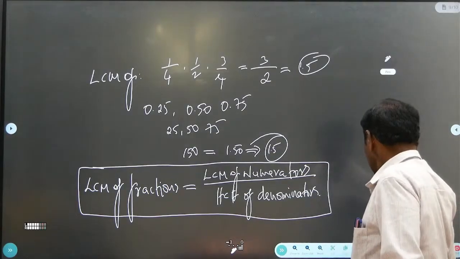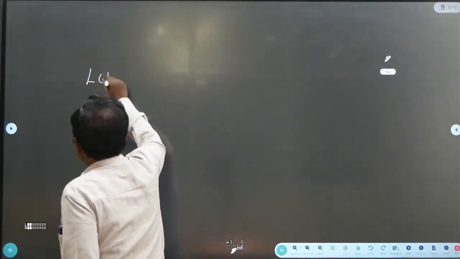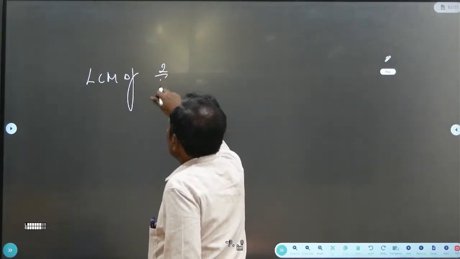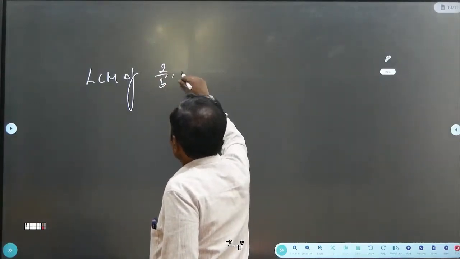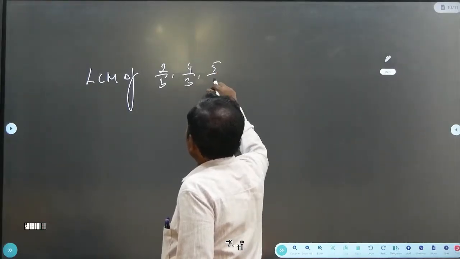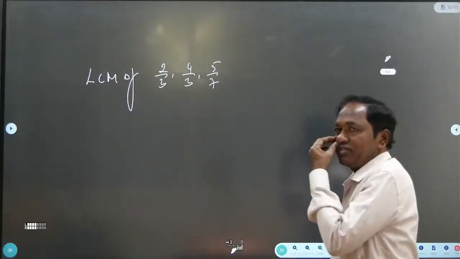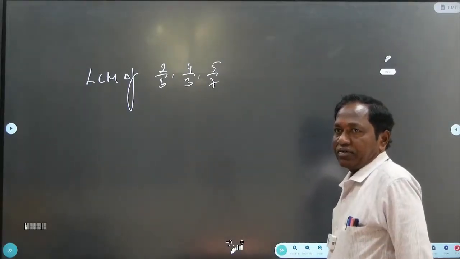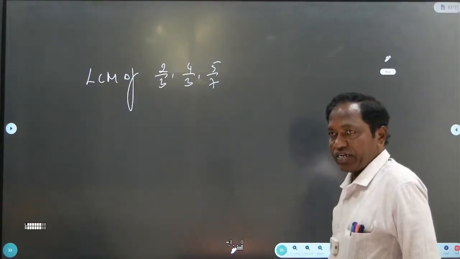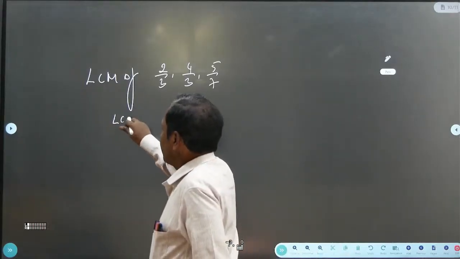Now find the LCM of 2/3, 4/3 and 5/7. What is the LCM of these three fractions? Write the formula and do it. First write the formula. LCM of fractions, you write it, otherwise you will forget.